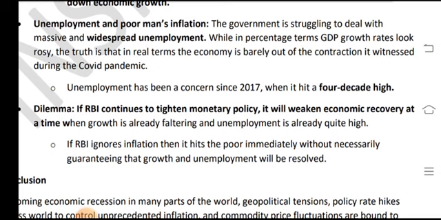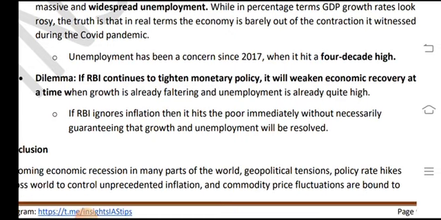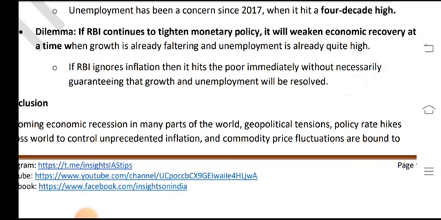Unemployment has been a concern since 2017, when it hit a four-decade high. Here is the dilemma. If the RBI continues to tighten monetary policy, it will weaken economic recovery at a time when growth is already faltering and unemployment is already quite high. If the RBI ignores inflation, then it hits the poor immediately, without necessarily guaranteeing that growth and unemployment will be resolved.